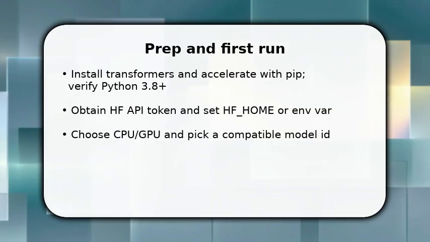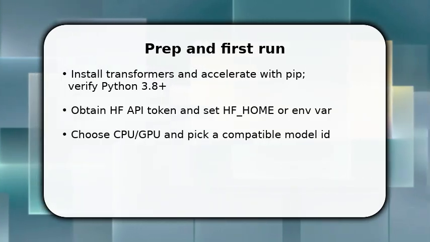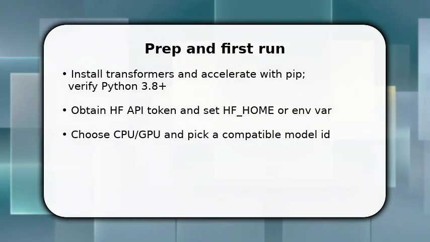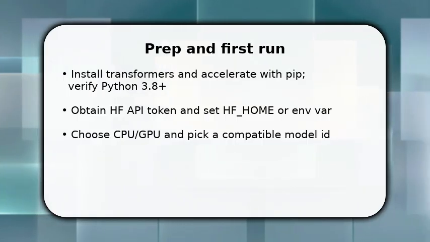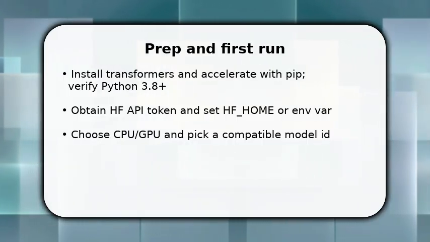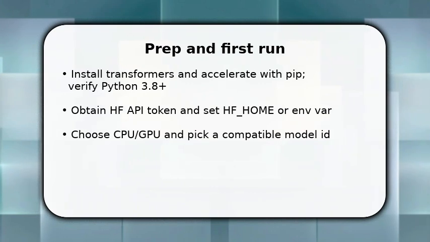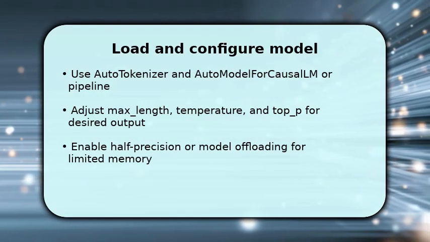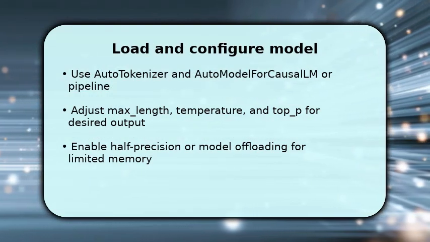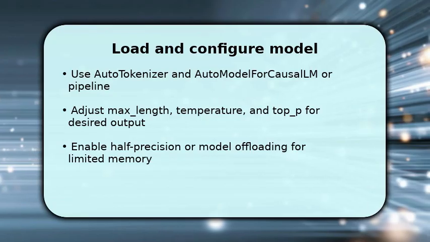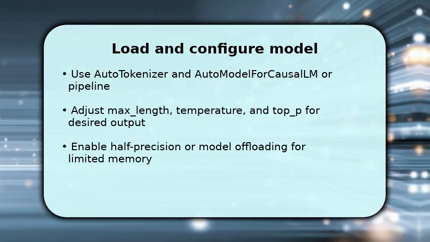Run a simple load call to ensure the model downloads. If the model errors, recheck package versions and your token to move forward quickly. You will now load the tokenizer and model, choosing either the high-level pipeline for speed or the auto model classes for control. Make sure to set generation args like max length and temperature.